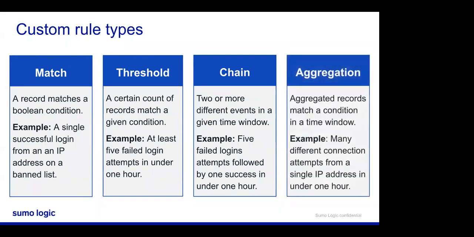And then finally, we've got an aggregation rule. An aggregation rule matches the condition based in a time window. So I want to see all the different connection attempts by a single IP address within that hour, and I want to aggregate that. Or maybe I want to aggregate a series of IP addresses. So these are the 4 types of custom rules that you can create.